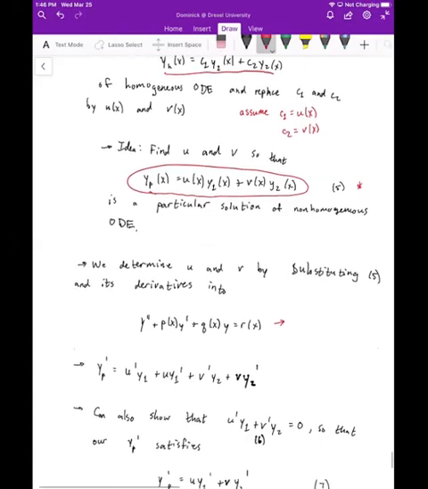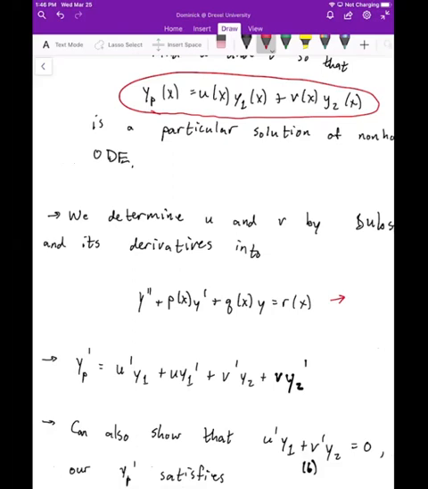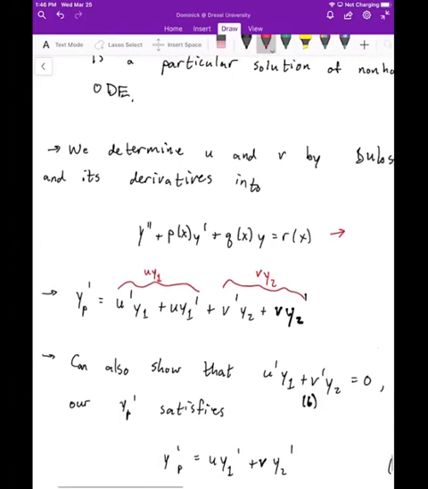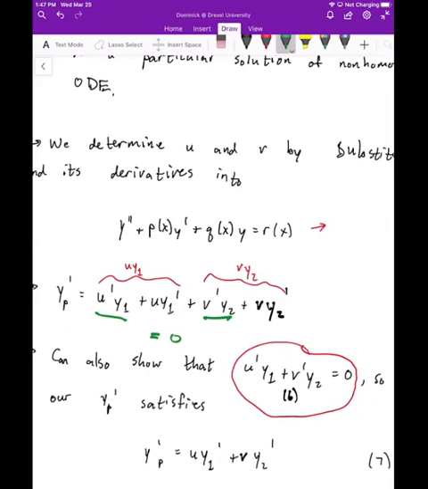Now, of course, you are going to need some product rule in here, right? So if you take the derivative of y sub p, you're going to get these two resulting from the product rule of u y1, and these two resulting from the product rule of v y2. Now, it can be shown that u prime times y1 plus v prime times y2, or in other words, these two terms, equals 0, right? And we're going to use that a little bit later, so I'm just going to call that equation 6.